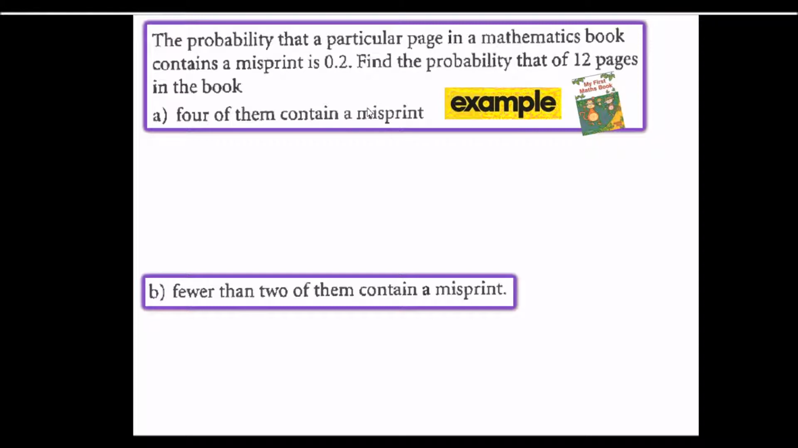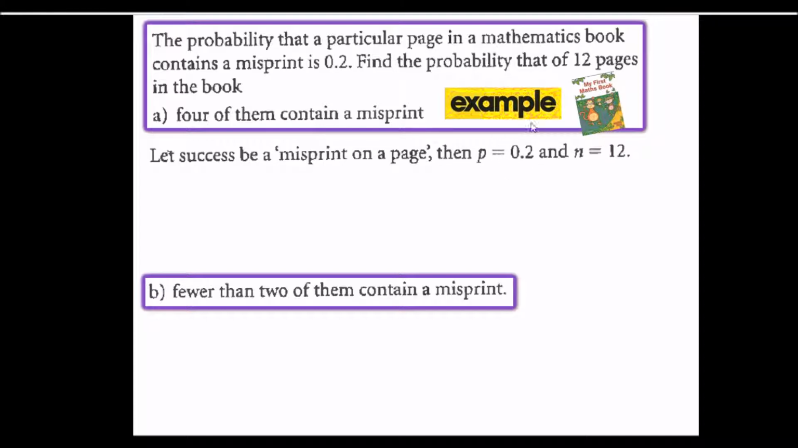So we define the misprint. Let success be a misprint in this case. Even though misprint is a negative, it's probably easier to consider a misprint as a success, because they've mentioned the fact that the misprint is 0.2. Then p equals 0.2. What would q be?